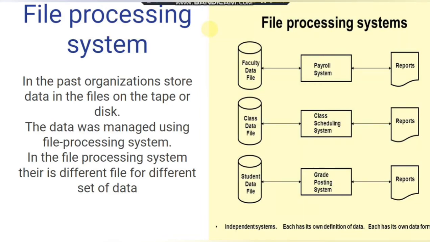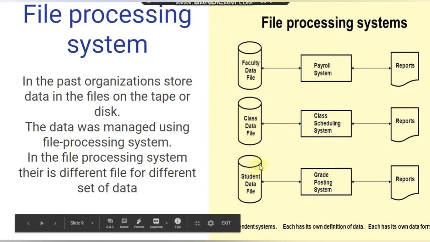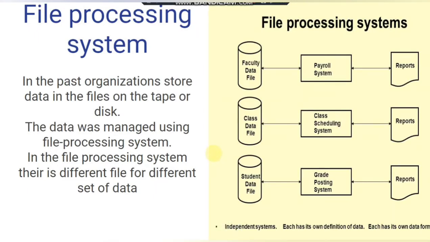Like we have a faculty, so a faculty has its own data file. We have a class, so class has its own data file. We have a student, so student has its own data file. So in a file processing system, we store separate data in separate files. That is why it is really very difficult to manage this data.